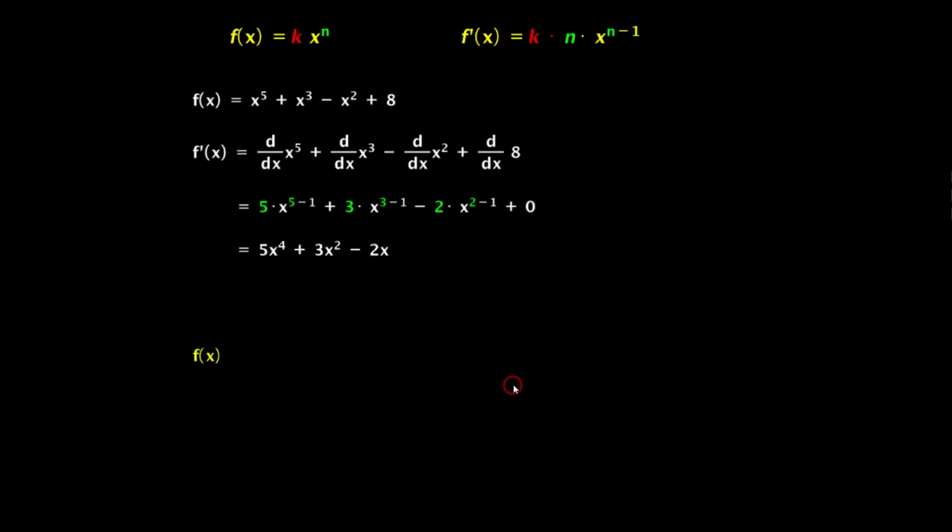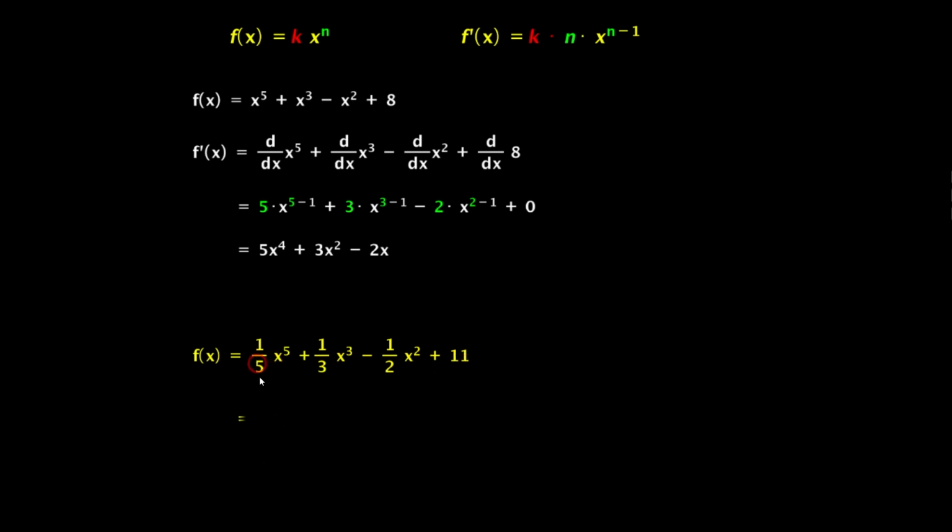Another example, if f of x is 1/3 times x to the 3 minus 1/2 times x to the 2 plus 11. We have 4 terms. The derivative of the last term is going to be 0. So it's going to be 3 independent derivatives: derivative of the first, derivative of the next, subtract derivative of the third, and derivative of the last term.